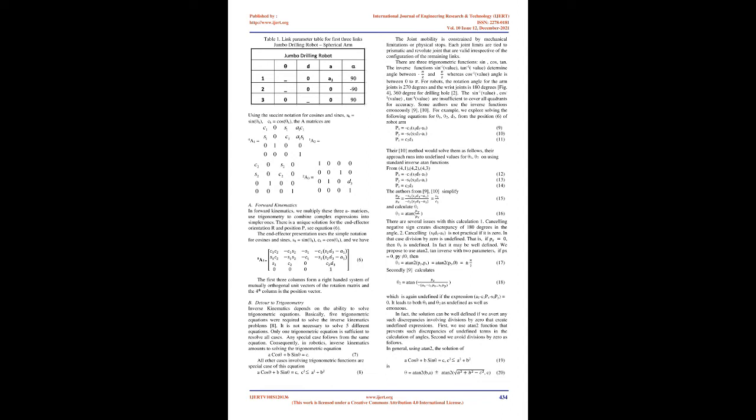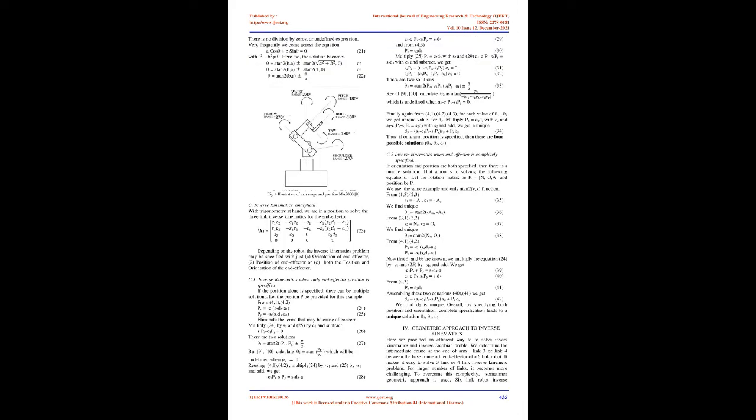A detour to trigonometry. Inverse kinematics depends on the ability to solve trigonometric equations. Basically, 5 trigonometric equations were required to solve the inverse kinematics problems. It is not necessary to solve 5 different equations. Only one trigonometric equation is sufficient to resolve all cases. Any special case follows from the same equation. Consequently, in robotics, inverse kinematics amounts to solving the trigonometric equation a cos θ plus b sin θ equals c. All other cases involving trigonometric functions are special cases of this equation: a cos θ plus b sin θ equals c, c² equals a² plus b².